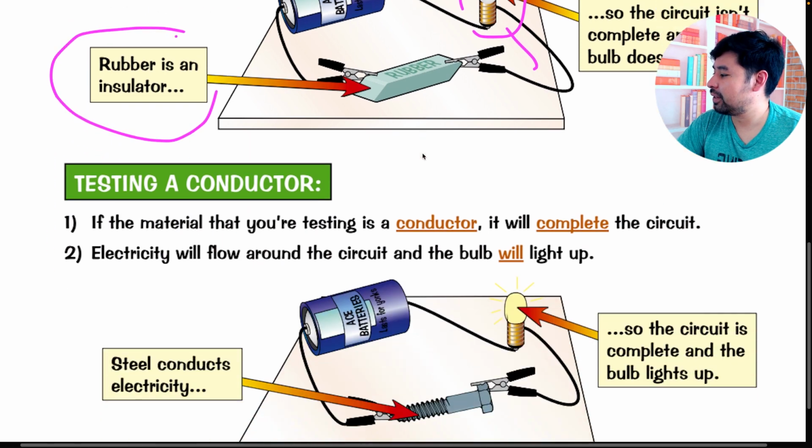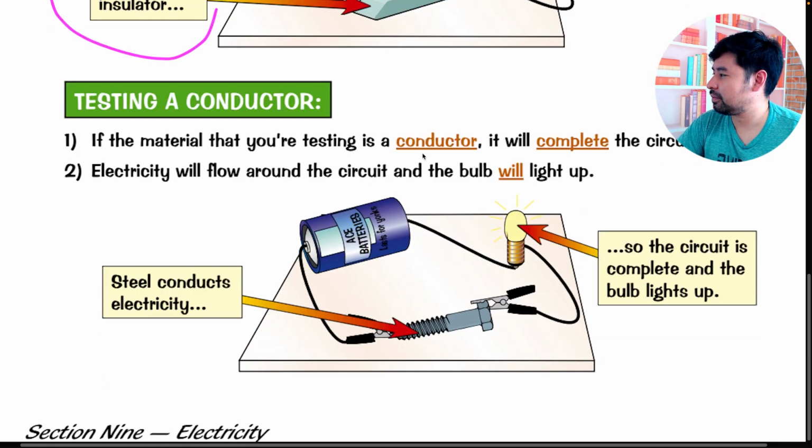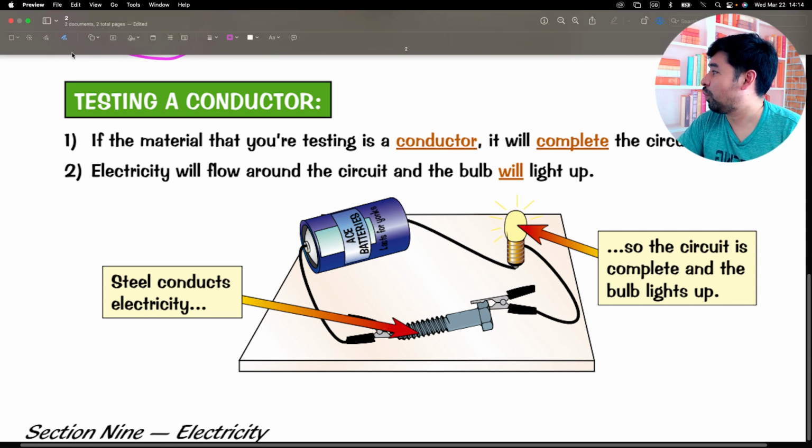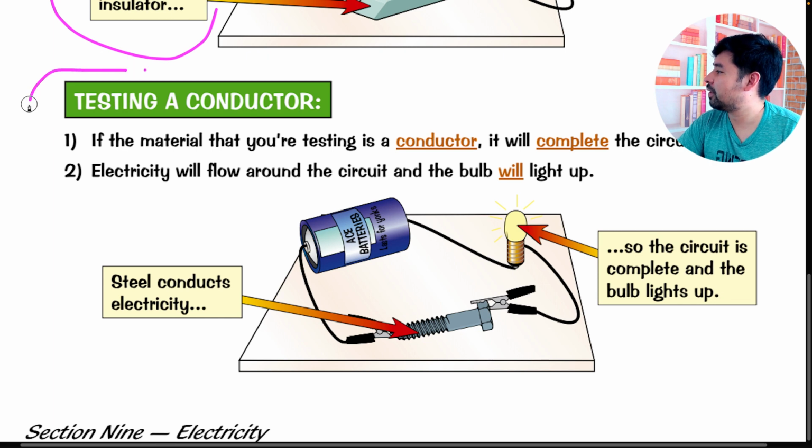And going down here to the other one, before we tested an insulator, now we're gonna test a conductor, okay? Something that actually works. So, follow me. Testing a conductor. Number one, if the material that you are testing is a conductor, it will complete the circuit. Number two, electricity will flow, will go through and around the circuit, and the bulb will light up.